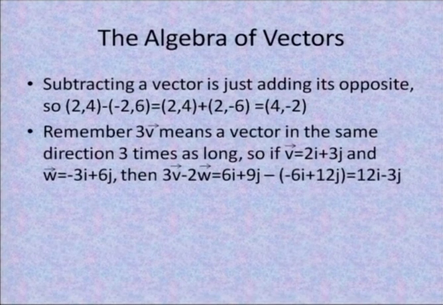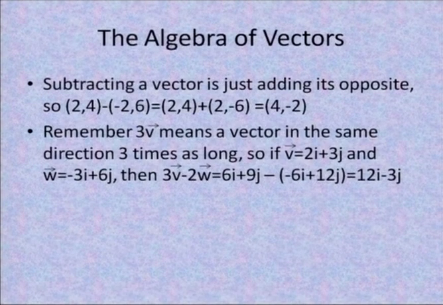3 times v, you don't change the direction. 3 times v means you're going in the same direction, but you're going 3 times as long. So this is one example that we work out. We're given vectors v and w here, as defined on the board. If we wanted 3 times v, we would go 3 times as far horizontally, 3 times as far vertically. So 3v would be 6i plus 9j.